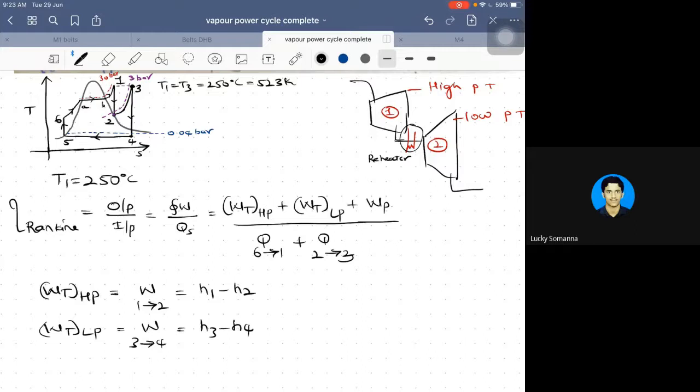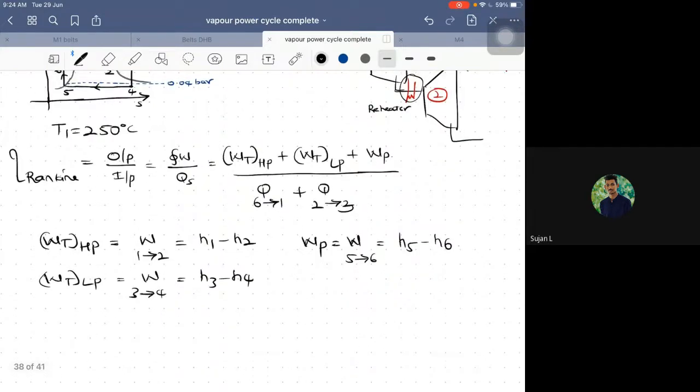Now, pump work. Pump work happens from where to where? 5 to 6. It is W5 to 6, which is this, right? Okay. So initial minus final for work. So it is what minus what? H5 minus H6. Very good.